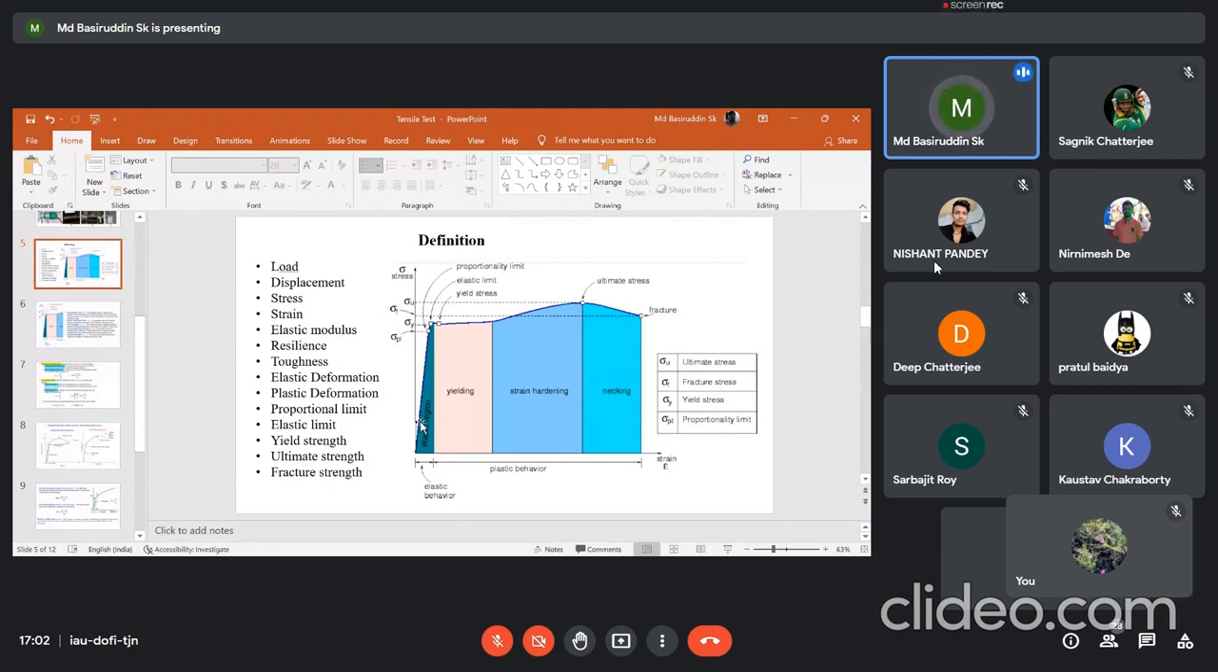Now, this elastic modulus for a material may change with temperature and alloy composition, because the alloys may be made up of different constituents. So you can change the elastic modulus to some extent. Now coming to the plastic region.